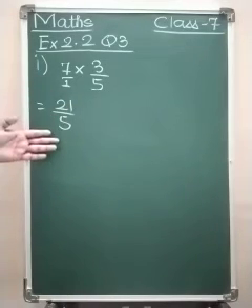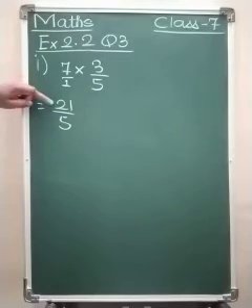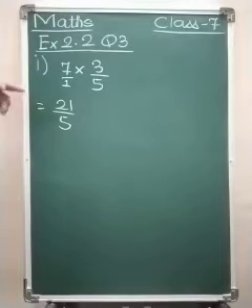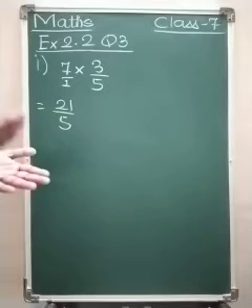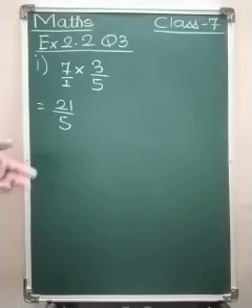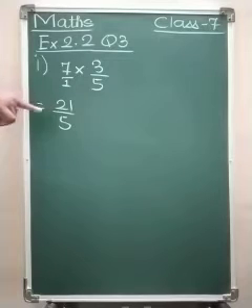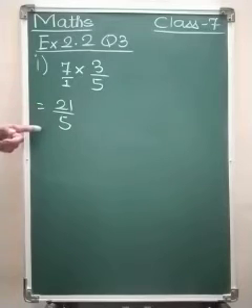Now is 21 upon 5 a proper fraction? No. Why is it not a proper fraction? Because the numerator is greater than the denominator. It is very clear: if I have a chocolate and I break that chocolate into 5 equal parts, I cannot give 21 parts to anyone. Either I can give 5 parts or less than 5 parts. Therefore, this is an improper fraction. So we have to convert this improper fraction into a mixed number.